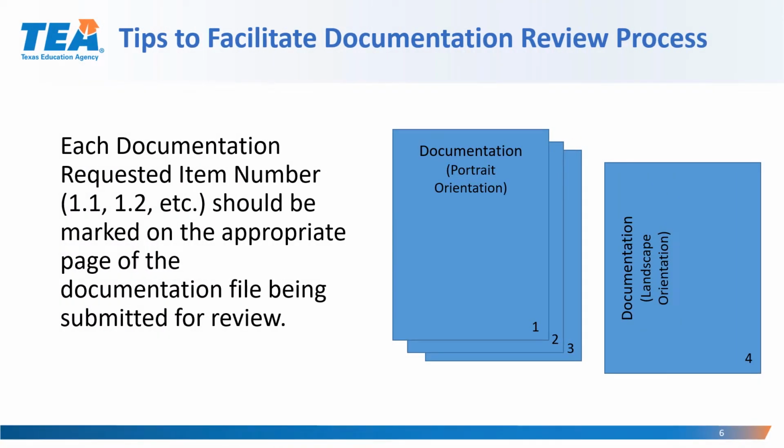As referenced before, each documentation requested item number should be marked on the appropriate page of the documentation file being submitted for review. For example, in this documentation file, the LEA submitted 4 pages. On their first page, they have documentation referencing item 1.1 and documentation referencing item 1.2. So the LEA would want to make sure that they mark where 1.1 documentation is and where 1.2 documentation is. On page 4, there's information related to item 1.4, and the LEA has indicated it on page 4.